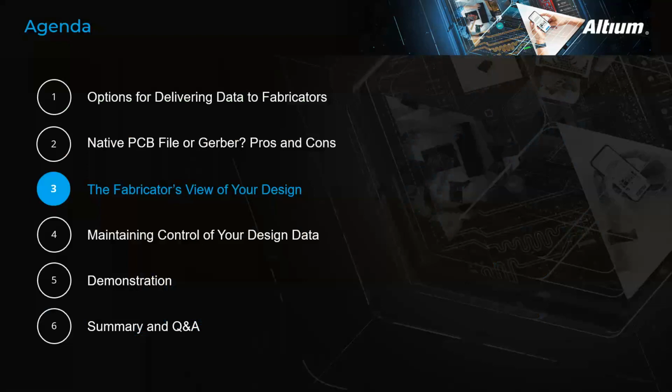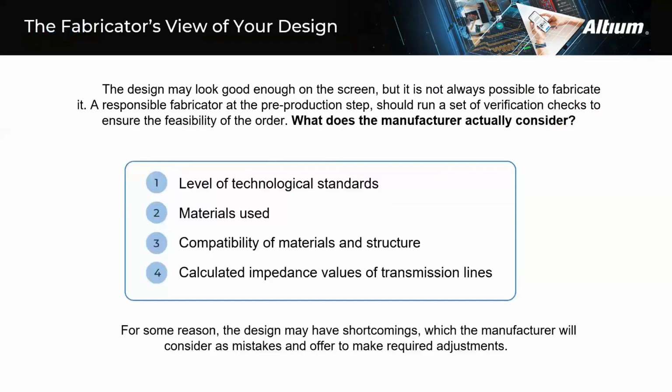What is your fabricator's view of your design? The primary feedback from the fabricator will typically focus on layer stack design and placement, and routing of the board. Level of technology standards, what materials are used, compatibility of materials and structure, and impedance balance of the transition. These are the views of the fabricator on your design.